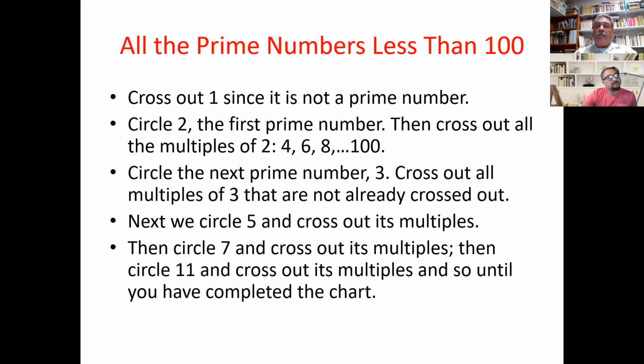Then come to 3. 3 is the next prime number. Cross out all the multiples of 3 the same way. Then come to 5, and same thing. Circle 7. 6 is a composite number. And circle 11 and cross out its multiples.